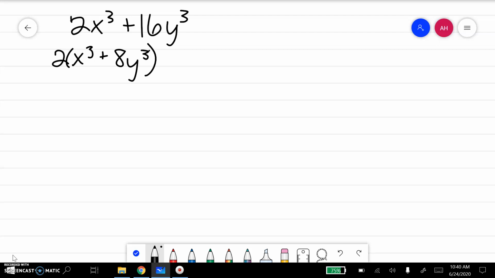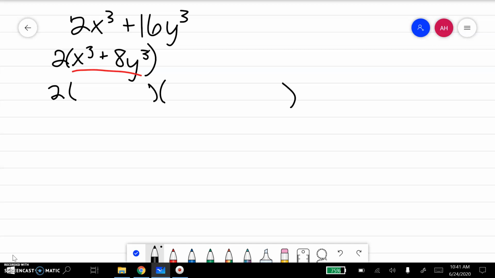Okay, then we look at what's in the parentheses, see if we can factor that. That is 2 terms and they're cubes. So this is a sum of cubes. So we're going to have our 2 still on the outside. And then 2 terms in the parentheses and 3 terms in parentheses.